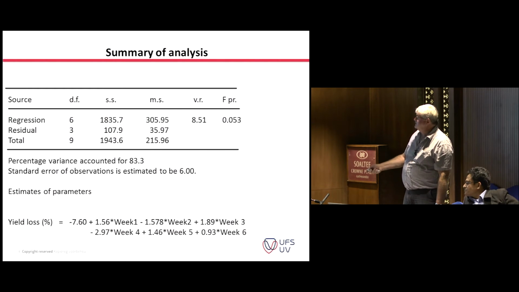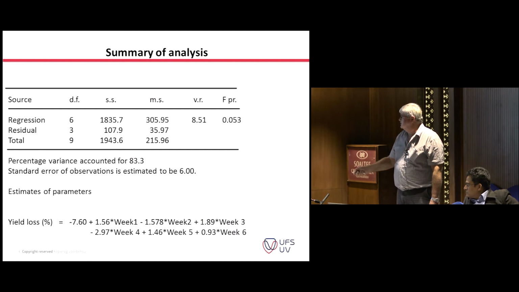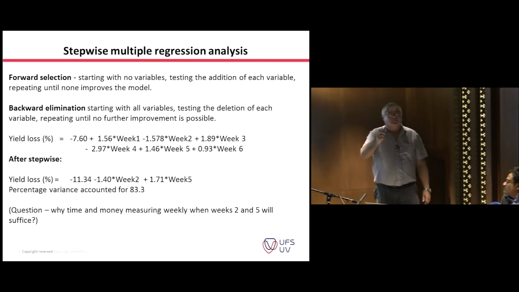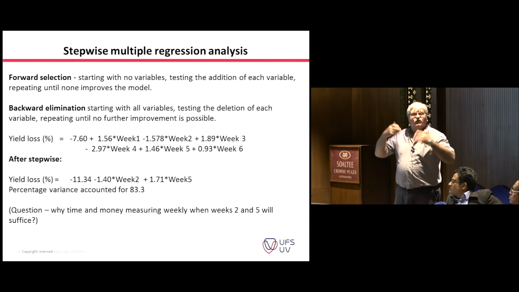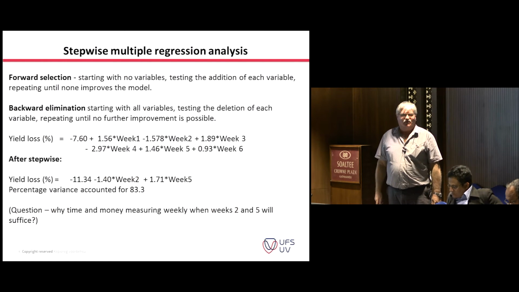It gives you standard error, but this is the important one here. It gives you a model of yield loss. Yield loss is equal to basically a residual value, an intercept value there, plus 1.56 times the amount of disease you had at week 1, minus 1.578 times week 2, and eventually at week 6, 0.93 times week 6. So you'd put that into a spreadsheet or something like that, using those parameters, and it will tell you how much yield loss you can expect, okay, based on the amount of disease at those various weeks. So that's just an example of applying a multiple regression analysis. It works on exactly the same basis as a linear. It's just a whole lot of linear models added together. It's probably the simple way of thinking about it.